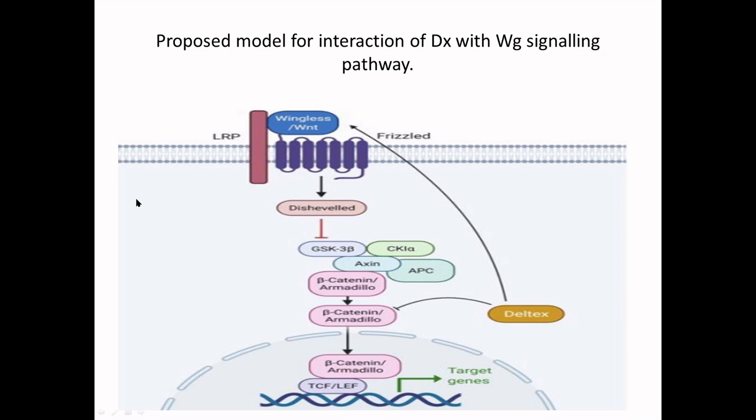Proposed model for interaction of Deltex with wingless signaling pathway. This is the known wingless signaling pathway. From our research, we have concluded that Deltex activates the wingless and downregulates the beta-catenin or armadillo.